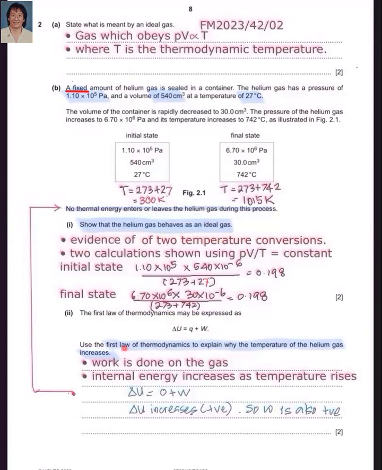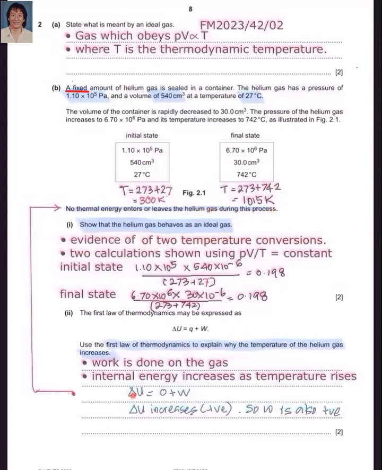Use the first law of thermodynamics to explain why the temperature of the helium gas increases. You notice that the volume of the gas decreases from 540 to 30 centimeter cube. This shows that work is done on the gas, so W is positive. But then, no thermal energy enters or leaves the helium gas during this process. That means your Q is 0.